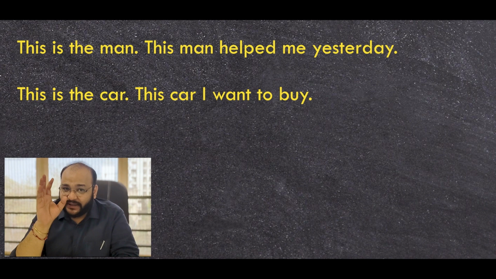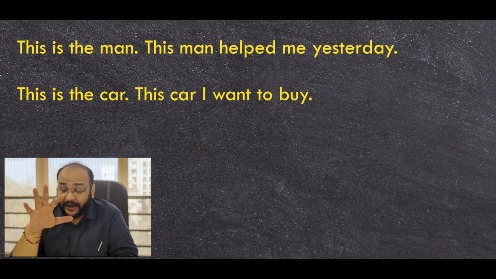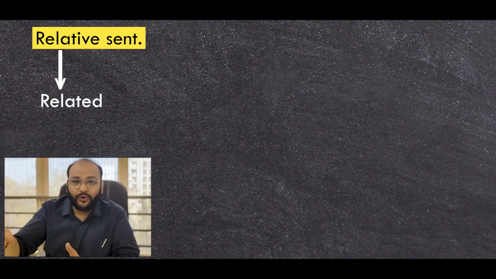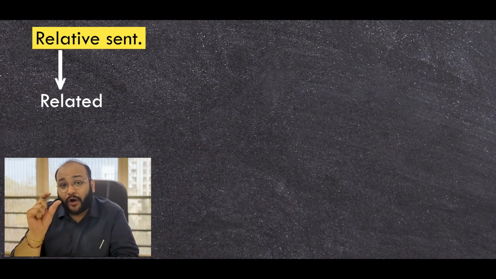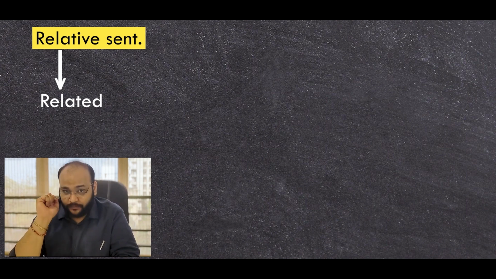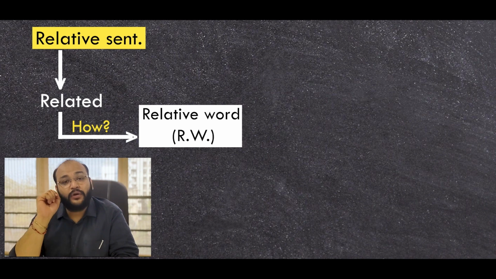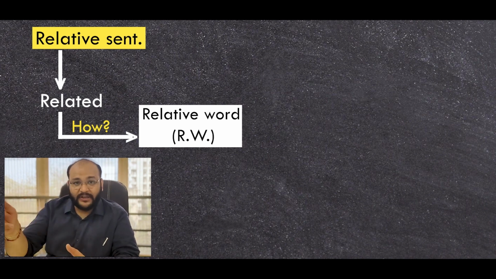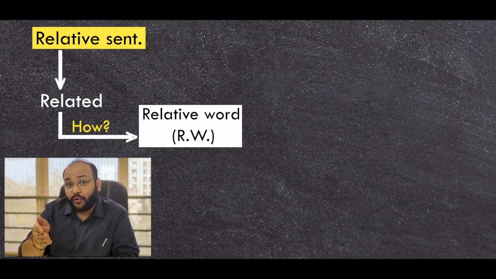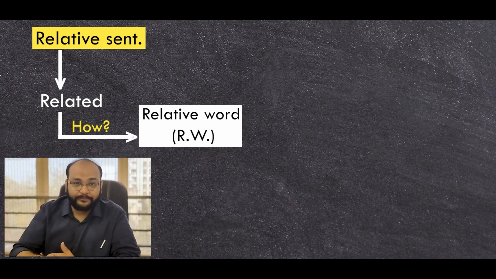I know what a relative sentence is. What are relative sentences? Sentences which are related to each other. How are they related? Through some common stuff. And that common stuff, I like to call it the relative word. Because that is the common stuff, relative sentences are related to each other through a relative word.